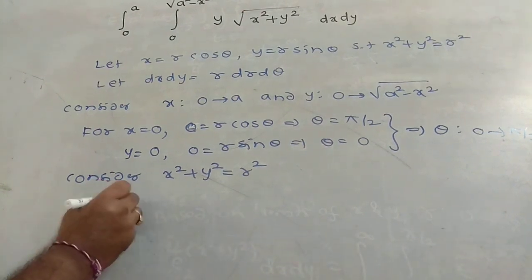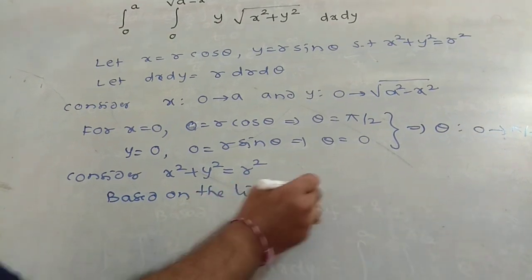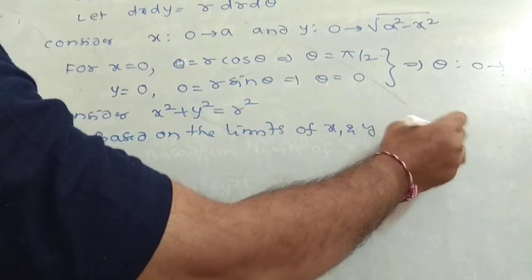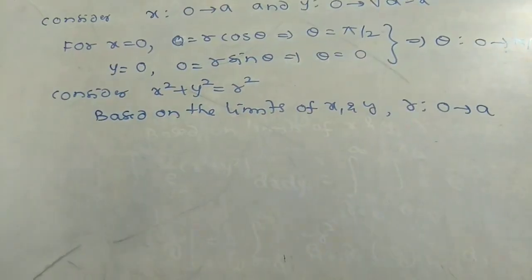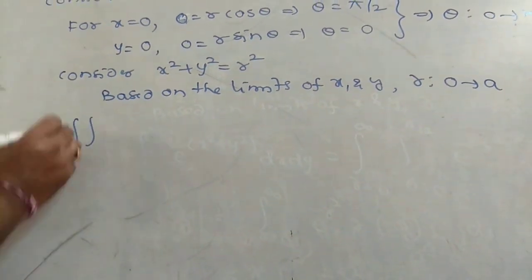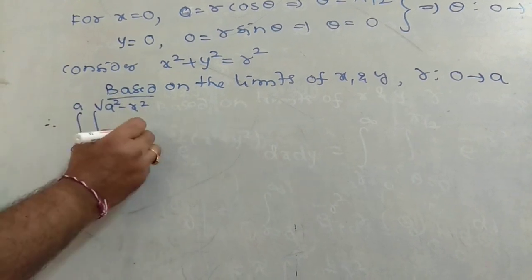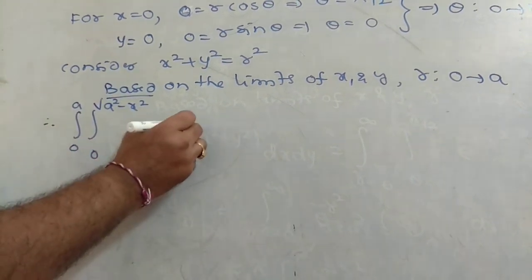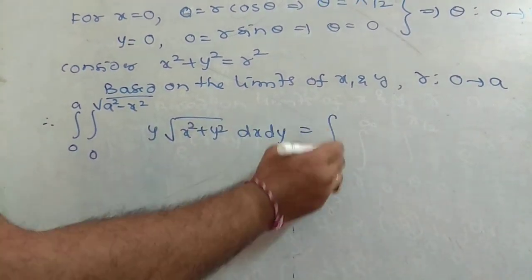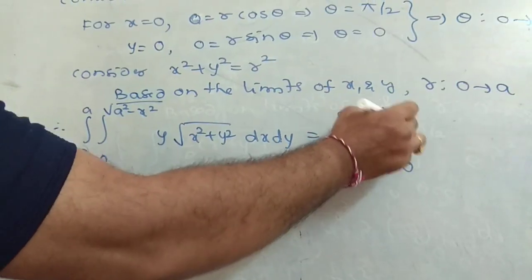So based on the limits of x and y, the r limits are nothing but 0 to a. Once you know both the limits, now you are entering into the double integral 0 to a, 0 to under root of a square minus x square of y into root of x square plus y square of dx dy. This is equal to, write down r limits 0 to a, next theta limits 0 to pi by 2.